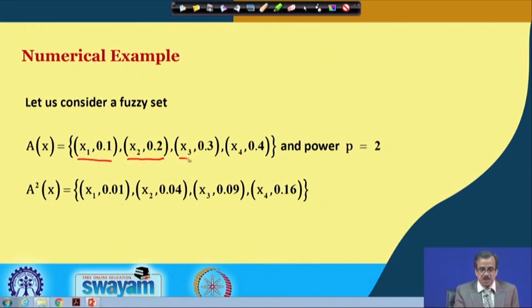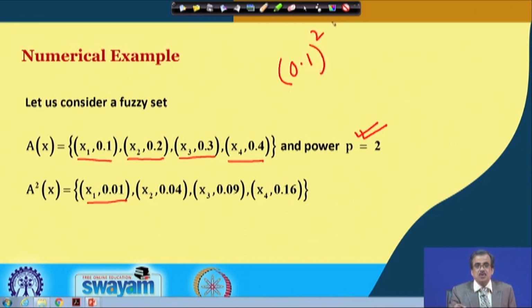0.2, x3, 0.3 and x4, 0.4, and let me consider the power equal to 2. So, this is nothing but the concentration of a fuzzy set. Now, this A^2(x) is nothing but, for x1, you will have to find out 0.1 raised to the power 2, square of that, and that is nothing but 0.01. So, corresponding to x1 we will have to write down 0.01.